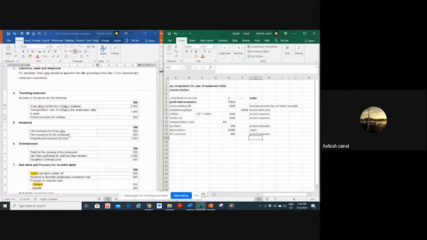Fire insurance for restaurant, is it deductible? Yes, deductible. So no adjustment required. Educational insurance for son, is it deductible? No. Not deductible. So plus back 1,200.